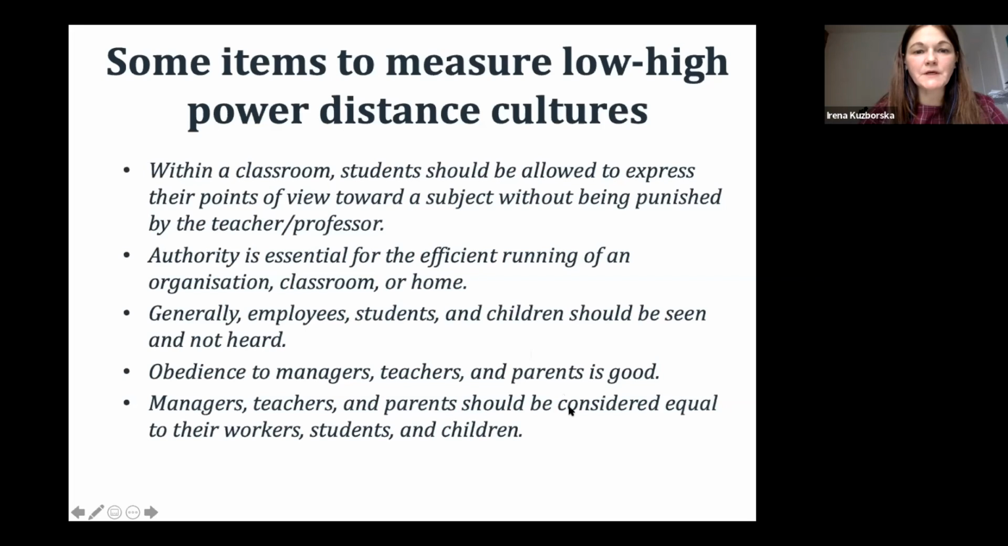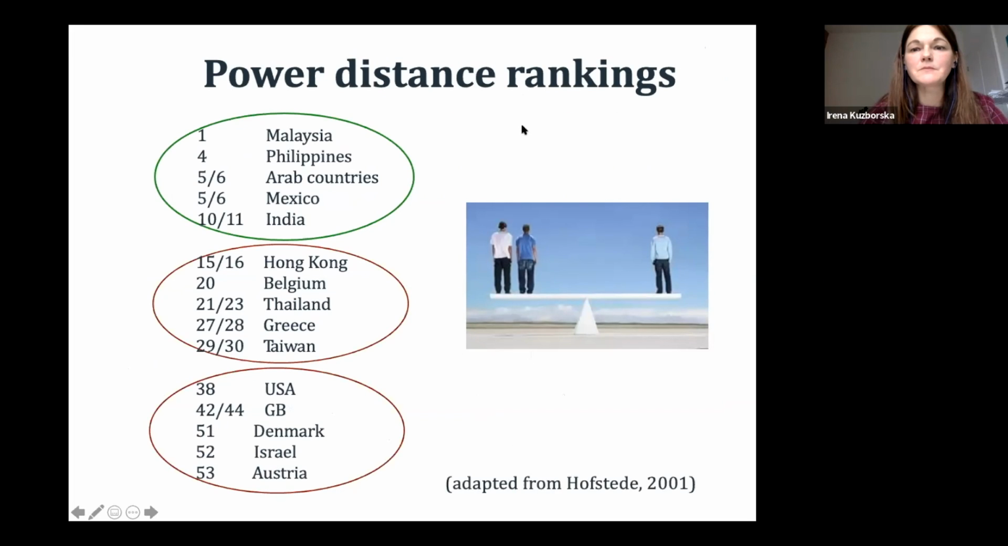And so, we also have a ranking of the countries, but again, we need to be critical of these rankings. Although, as I said, at the end of this workshop I'll show you the tool to differentiate countries based on these values, a tool which is still alive. So we have high power distance cultures such as Malaysia, Philippines, Arab countries, Mexico, India, and low power distance cultures such as USA, Great Britain, Denmark, Israel, Austria.